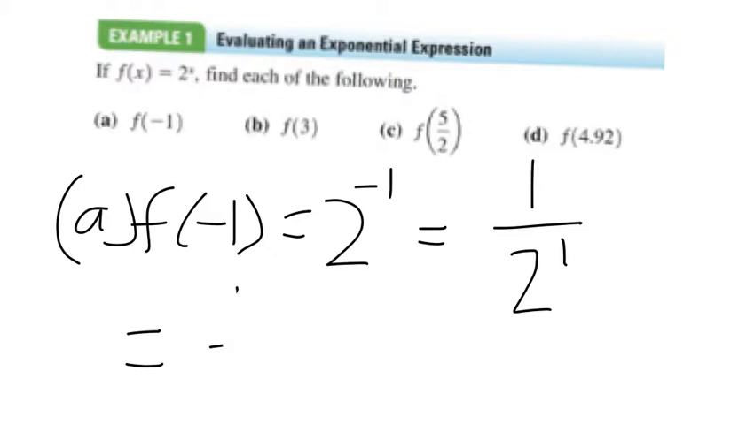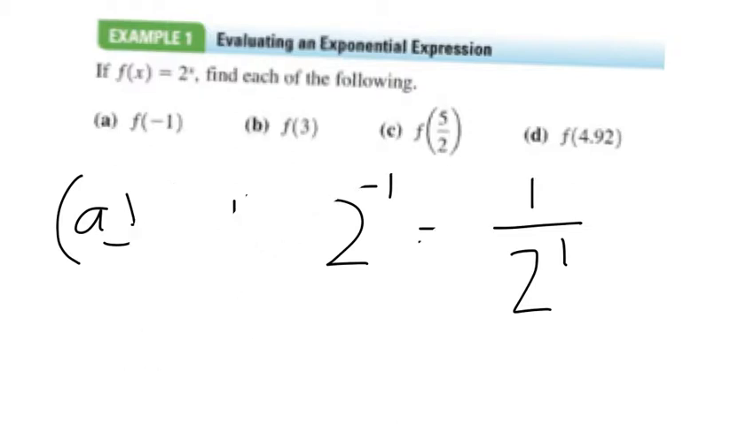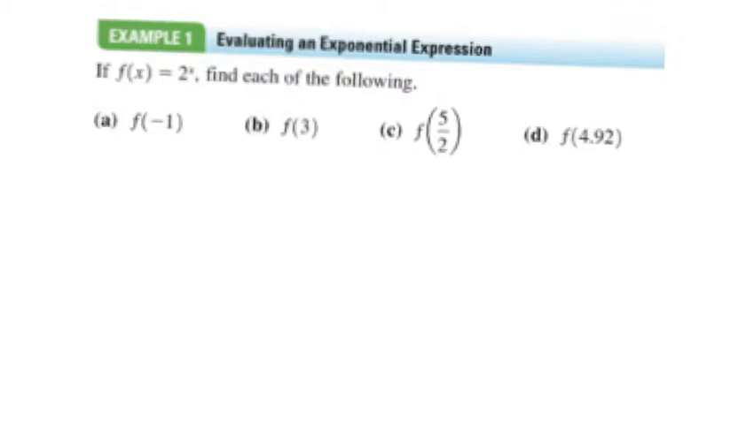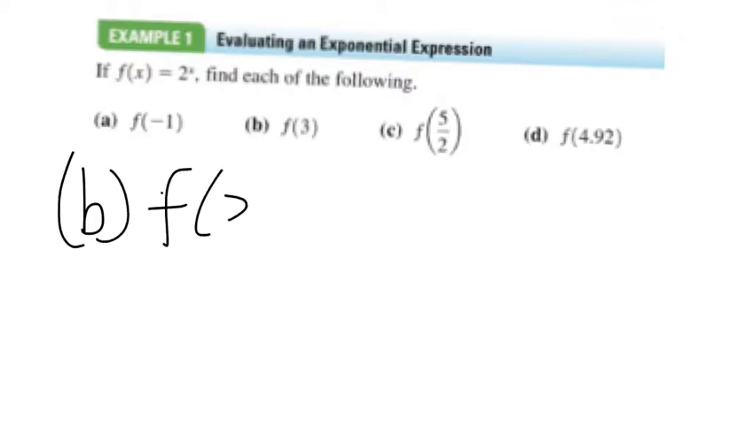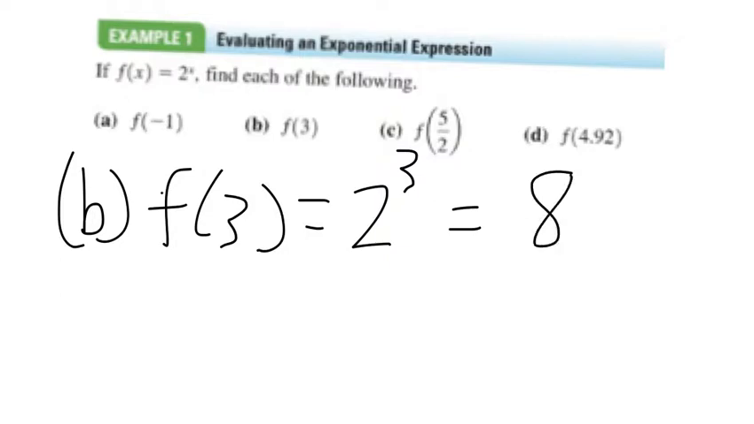Now let me clear some room so we can do part B. Part B, f of 3. That means instead of 2 to a power of x, you'd have 2 to a power of 3, which is, I believe, 8.